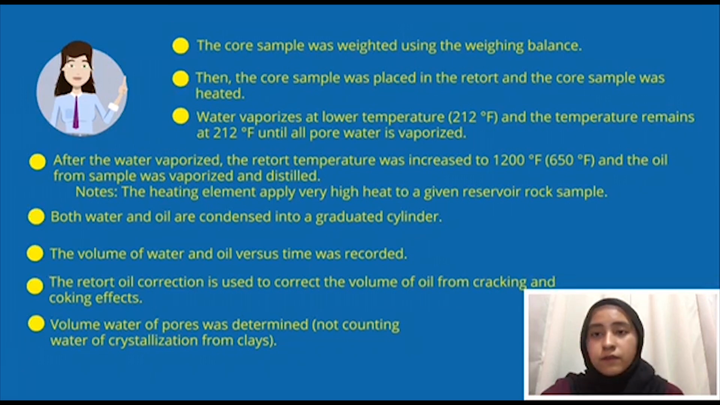The volume of water and oil versus time was recorded. Then the retort oil correction is used to correct the volume of oil for cracking and coking effects. Lastly, the volume of water in the pores was determined, but not counting water of crystallization from clays.